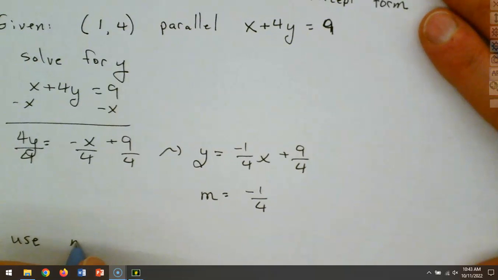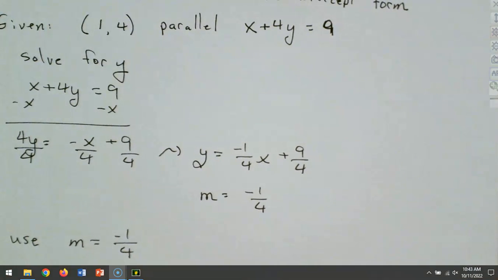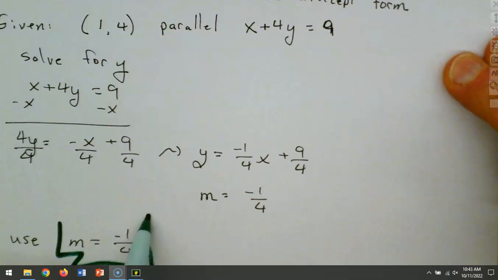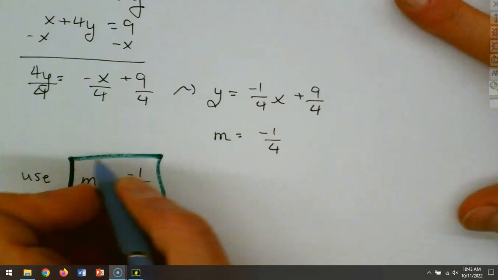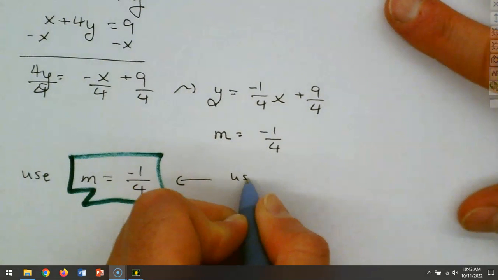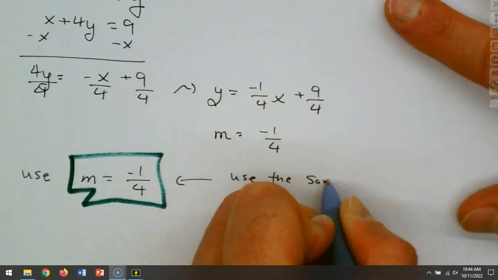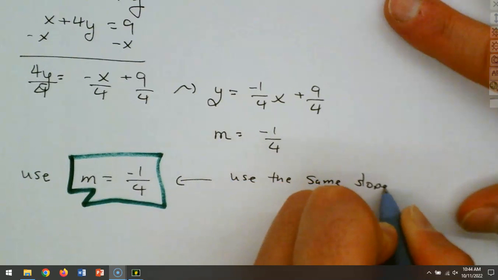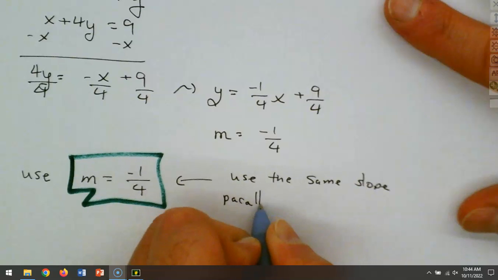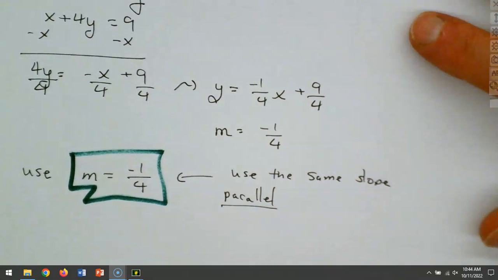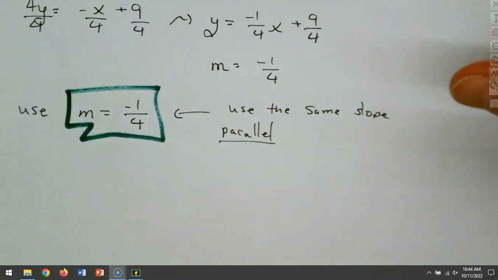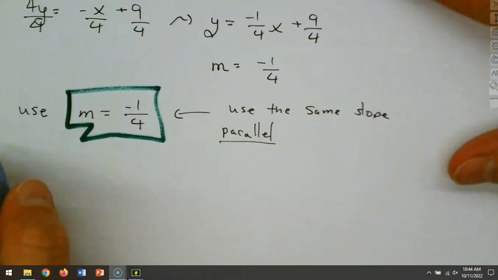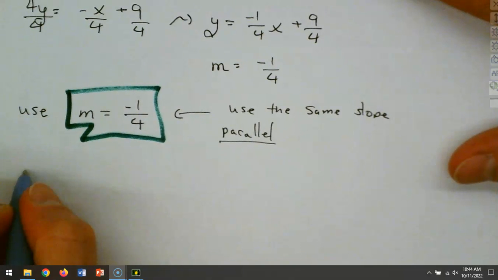So now we're going to use m equals a minus 1/4 because this is parallel. Okay, if it's parallel, that's what we use. We use the same slope. Now, what have we not used? We haven't used the point. So let's rewrite it. And we're going to use that point slope formula.